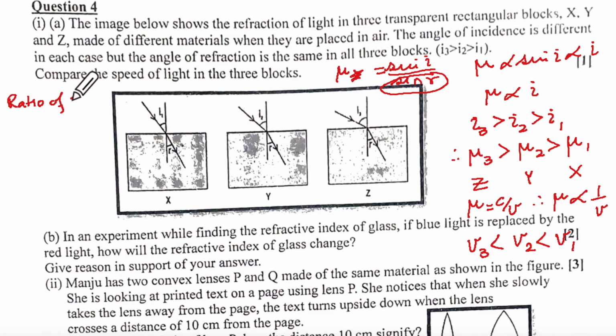Ma'am, won't the speed of light in the three blocks be the same because the angle of refraction is the same? No, no. Compare the speed of light in the 3 blocks. See, x, y, z, they are not the same material, no?